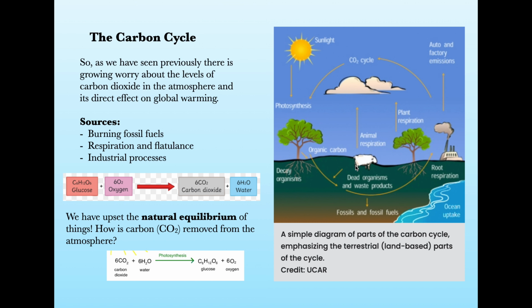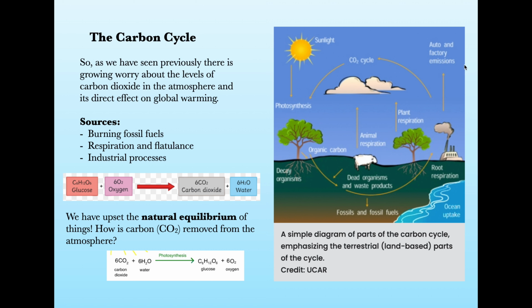Respiration takes place and carbon dioxide goes back into the atmosphere. When plants respire, they also produce carbon dioxide. Luckily, they produce more oxygen than carbon dioxide. Root respiration obviously produces carbon dioxide. So this is where the carbon goes once it's trapped by the plants. Okay, respiration.